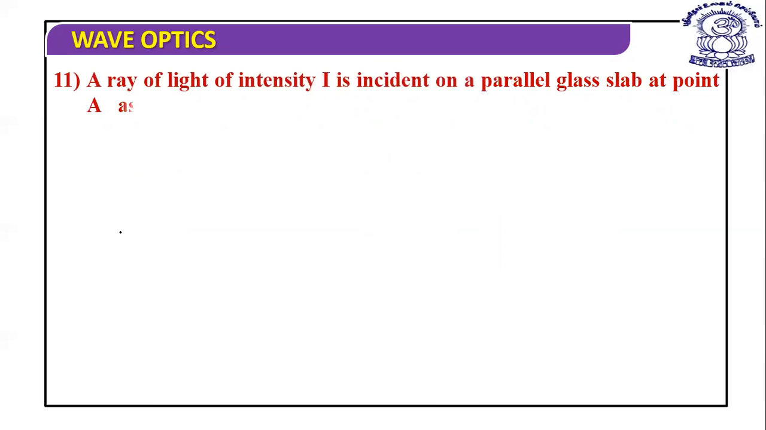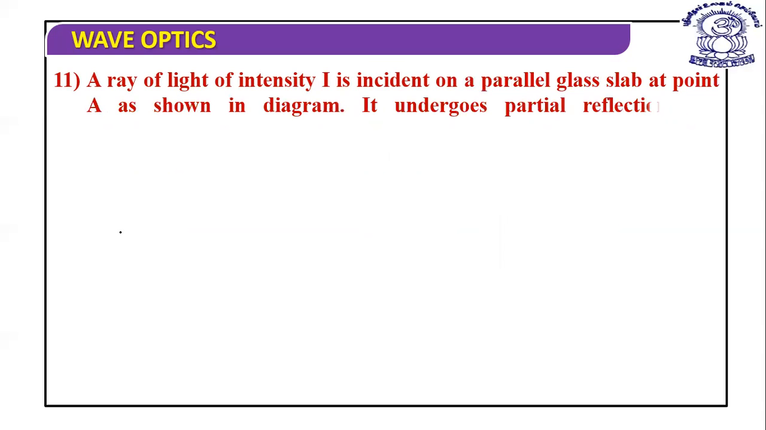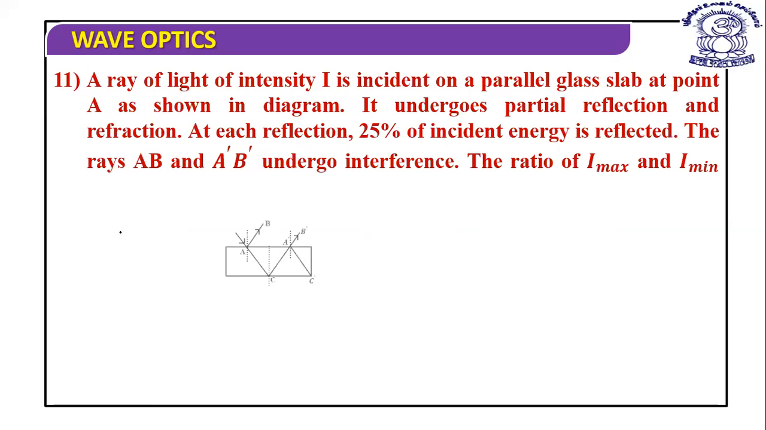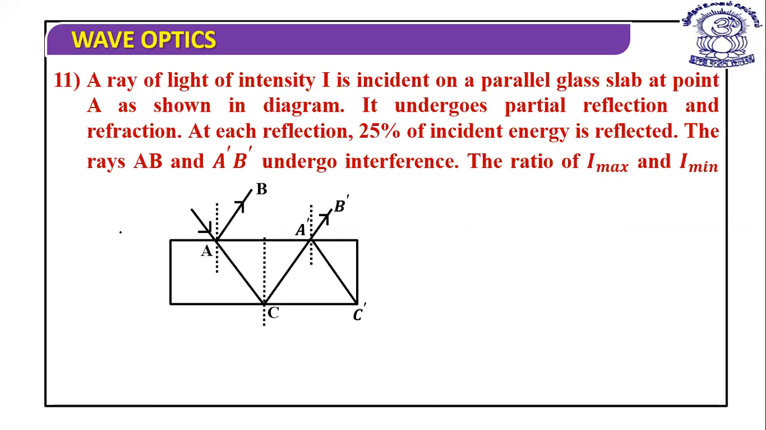Next, a ray of light of intensity I is incident on a parallel glass slab at point A as shown in the diagram. It undergoes partial reflection and refraction. At each reflection, 25% of incident energy is reflected. The rays AB and A'B' undergo interference. Then what is the ratio of I max and I minimum?